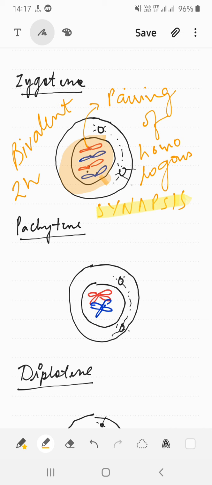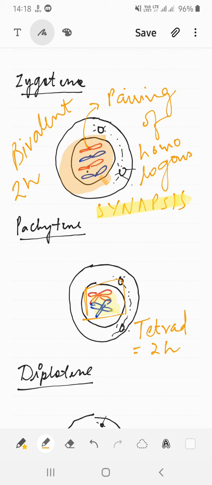Fine. Now in pachytene, that is your next substage, you can see that red is divided into 2 arms, blue is divided into 2 arms, meaning they are showing as 4 arms, that is a tetrad. They are showing as 4 arms, that is known as your tetrad. But the number is the same, that is a bivalent. They are known as a bivalent, but with 4 arms they are known as a tetrad.